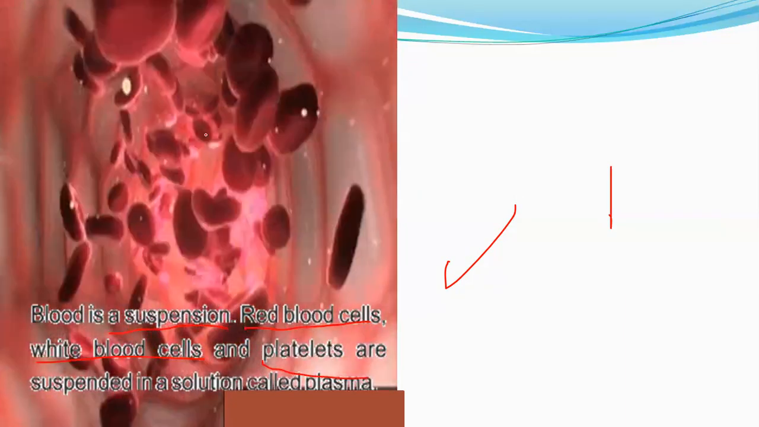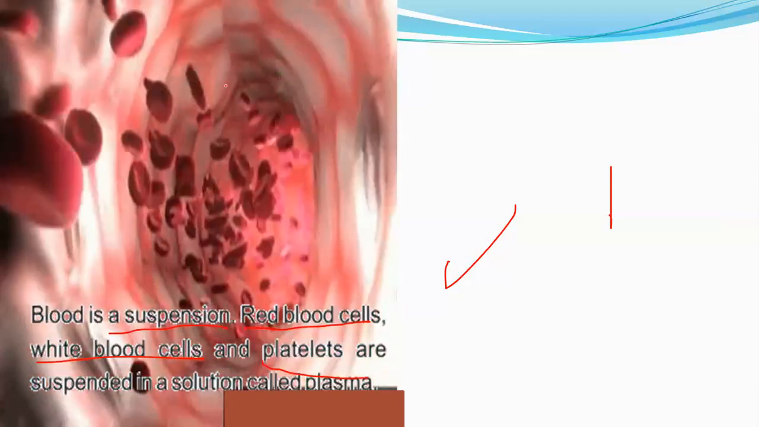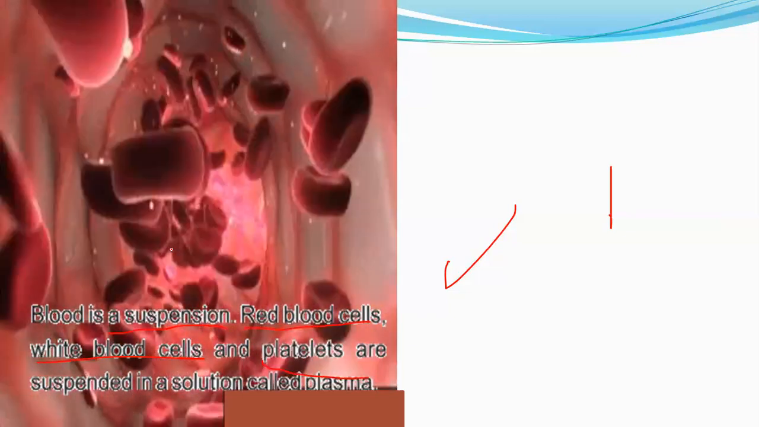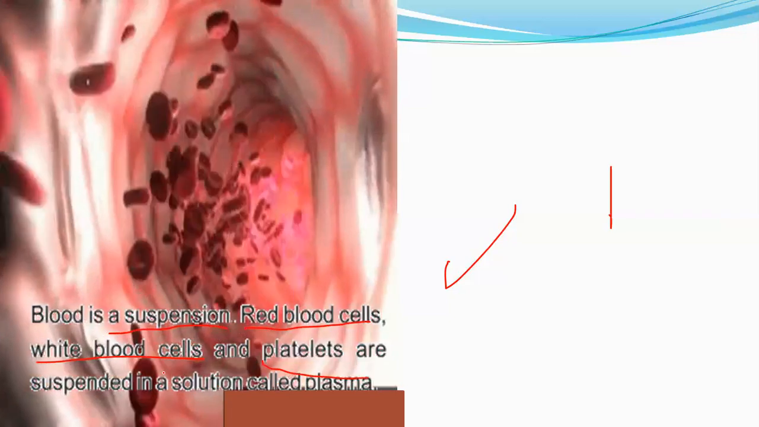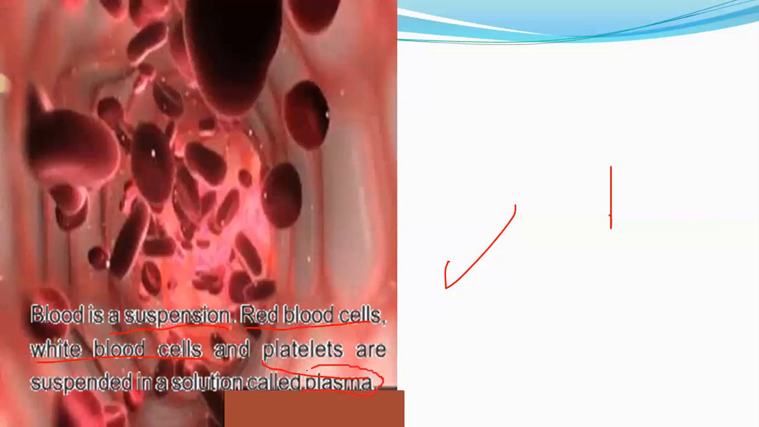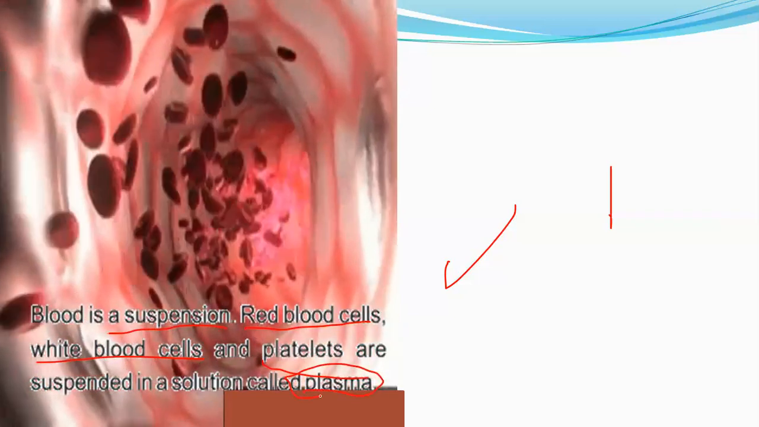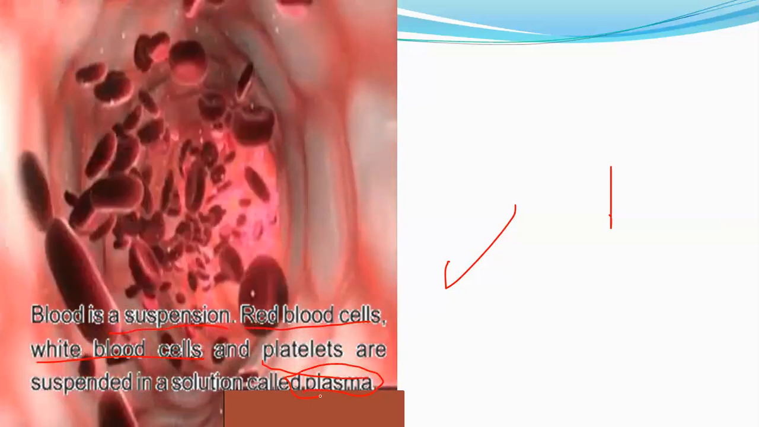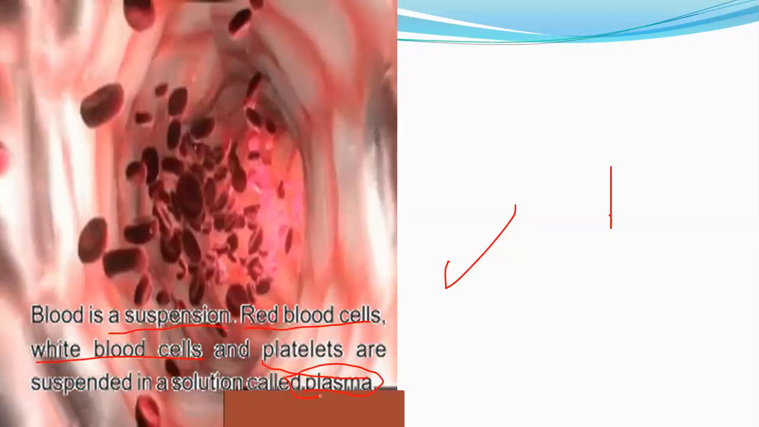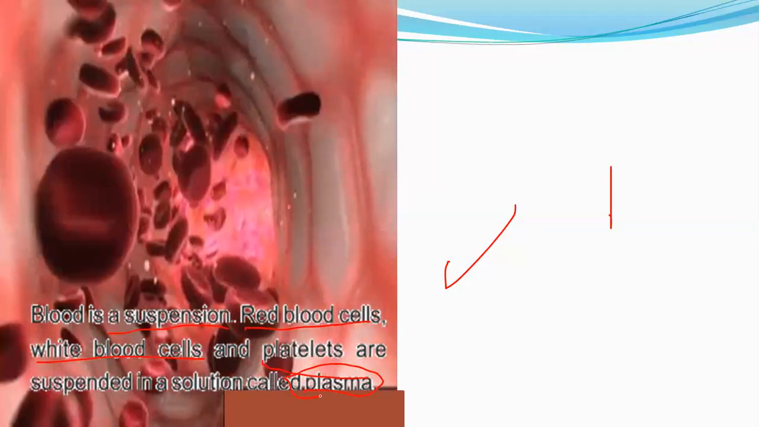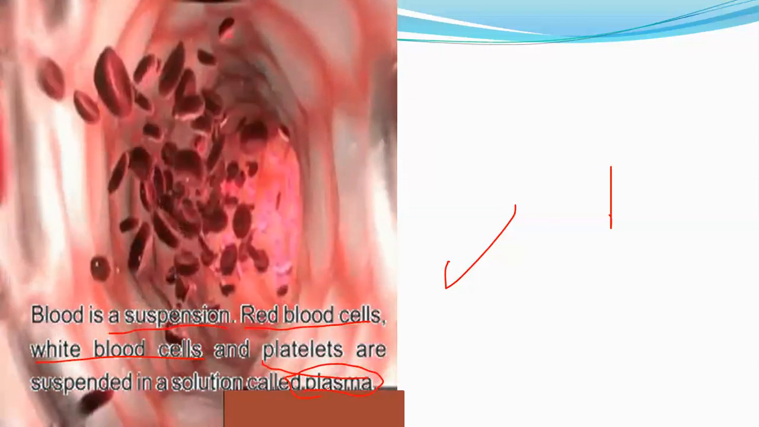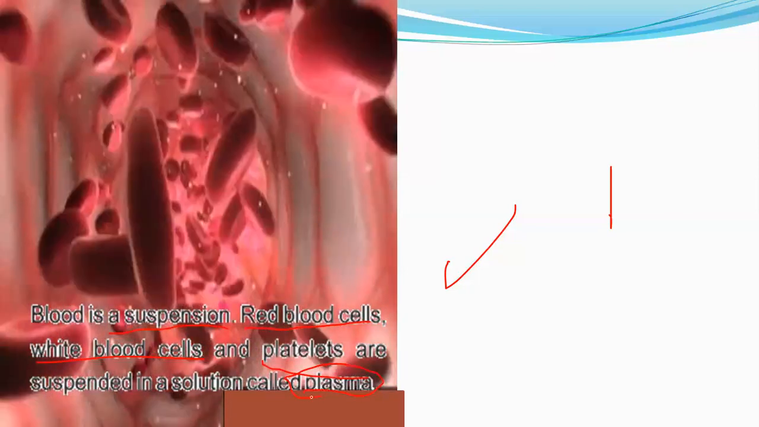You can see these are red blood cells, which are bigger. The white spots are white blood cells and platelets as well. They are suspended in a solution, and that solution is called plasma. In the lab, when we do blood tests, we can separate blood cells, white blood cells and platelets from the plasma, the fluid of the blood in which these things float.